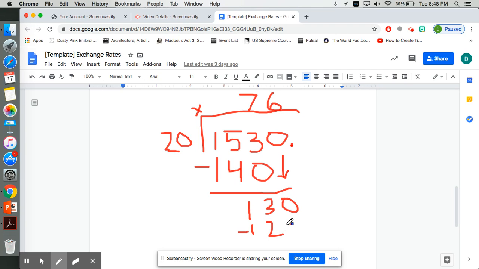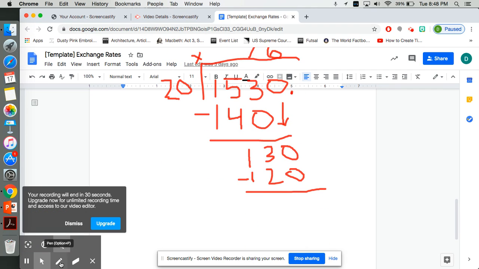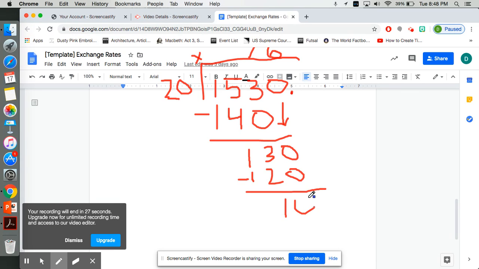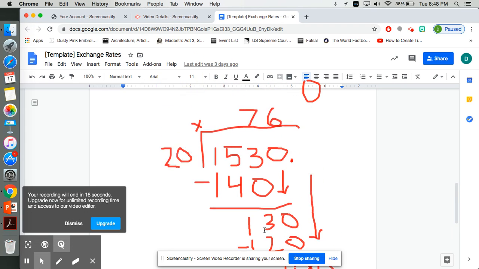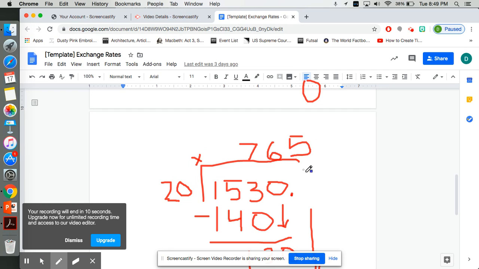If I multiply those and then subtract, I get 10 left over. I'm going to scroll down here, and I bring down the 0 that I just added to make this 100. And 20 goes into 100 5 times. If I add back my decimal, because I added that imaginary 0 there, I would get 76.5. So 1 US dollar is equal to 76.5 yen.